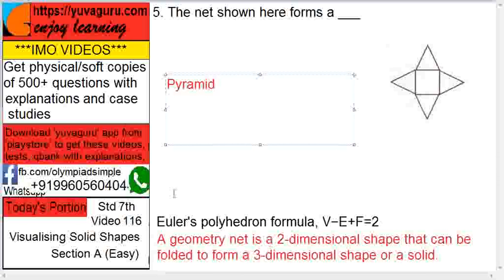Remember two basic things in this chapter. One is Euler's formula, V minus E plus F equals 2, and second is the definition of geometry net. Net is a two-dimensional shape that can be folded to form a three-dimensional shape or solid.